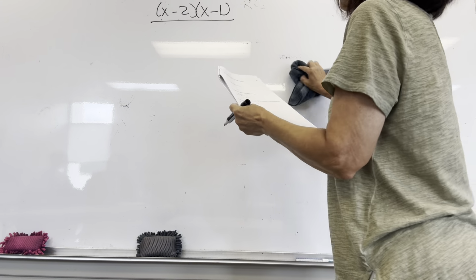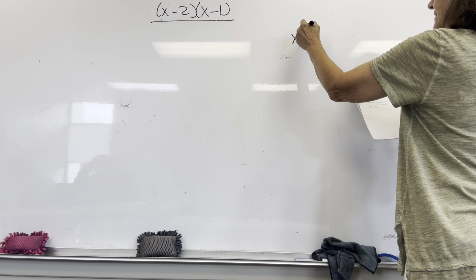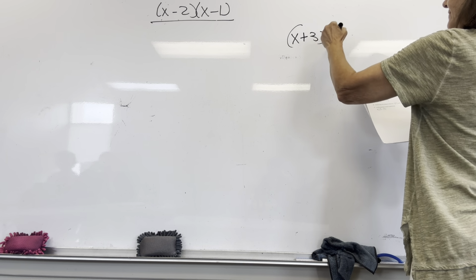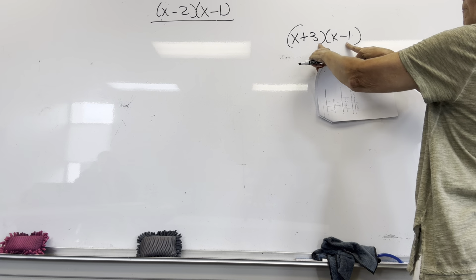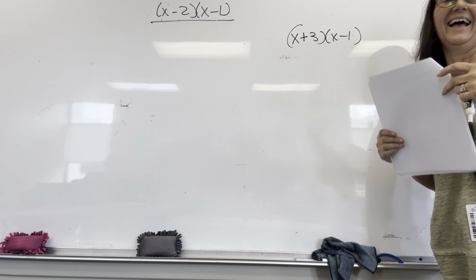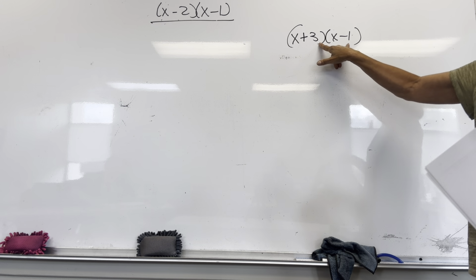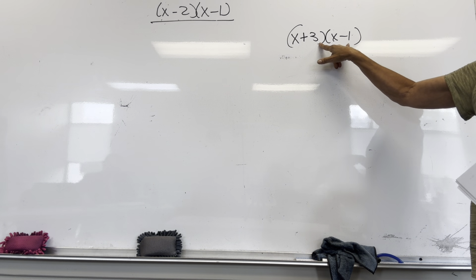What multiplies to get 2 and adds to get... So x plus 3, x minus 1, does that work as well? They both multiply though. 3 times negative 1 is negative 3. What am I doing? Okay, Elliot, you normally get these correct. Okay, what's that denominator?